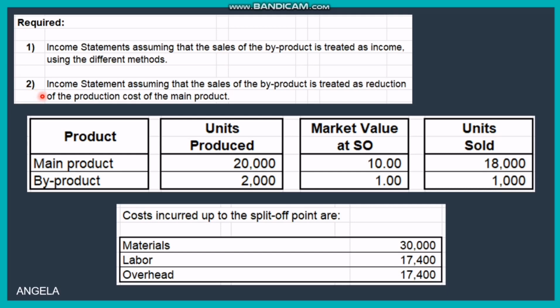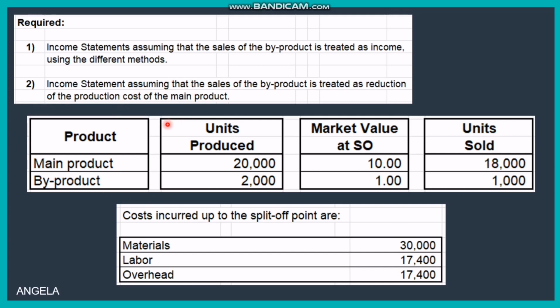Sa number 2 naman po is kung natatandaan nyo, yung category 2 po tong pag-allocate na method, wherein yung net revenue of byproduct ay magpapakita as a deduction from the total manufacturing cost of the main product. So, ito pong production cost, manufacturing cost lang po yan. Iniba lang yung term. So, para mas mapadali, gumawa ako ng table.